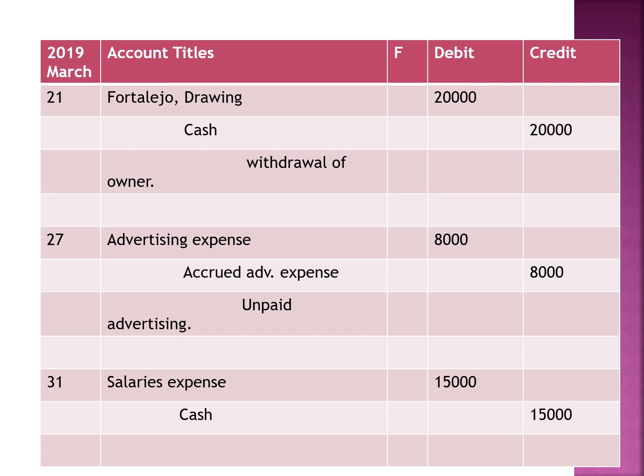Leave one space before writing the March 31 transaction entry: debit salaries expense 15,000 and credit cash 15,000. Then that was the general journal. That is our first book of accounts. The second book of account is the general ledger.